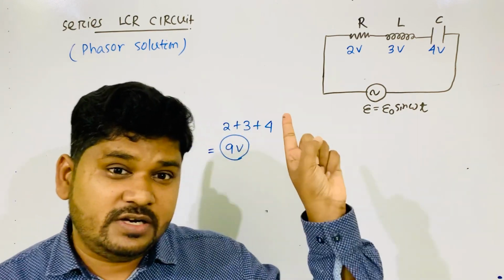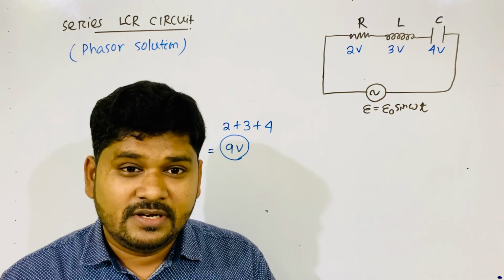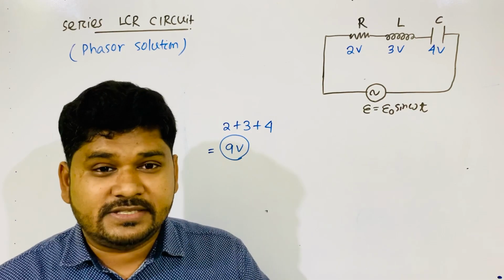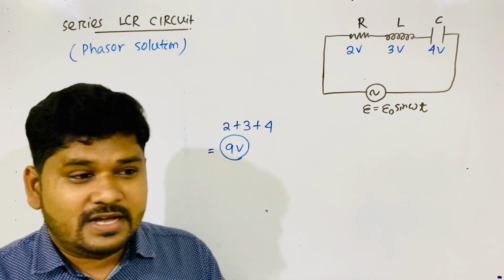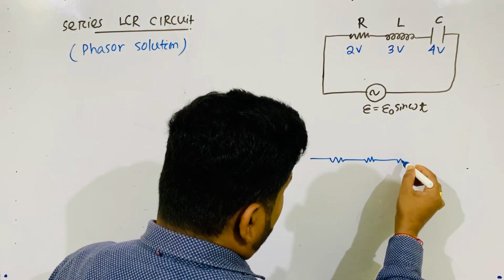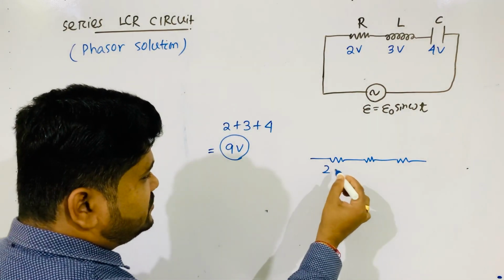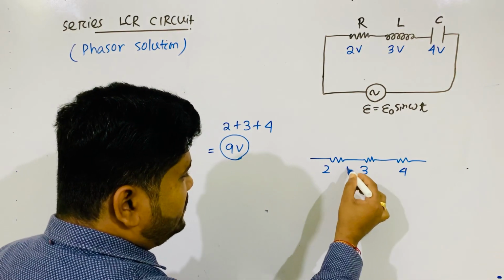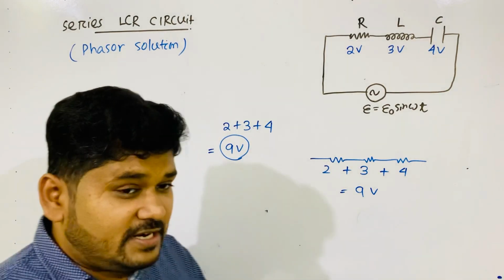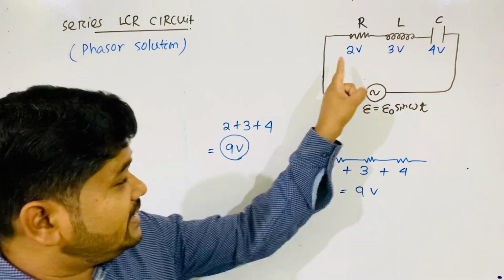Is the question coming to your mind? But sir, we have done this in the current electricity chapter, and you didn't say anything when we added them algebraically. In current electricity, when the resistors were there, suppose this is 2 volt, this is 3 volt, this is 4 volt, we added them just simply like this and got 9 volt. But at that time you didn't say anything. Why are you saying it is wrong here?